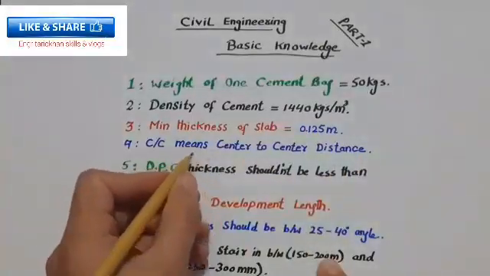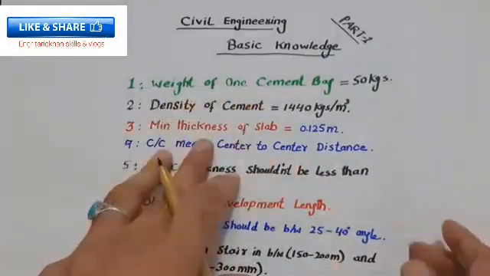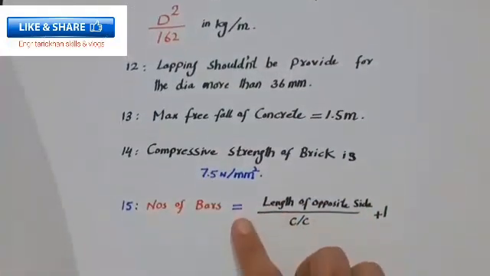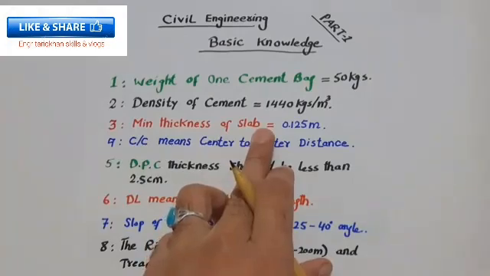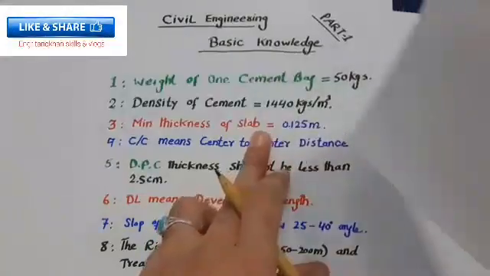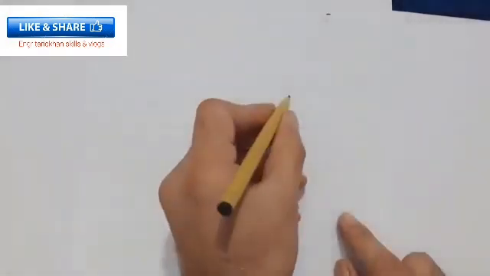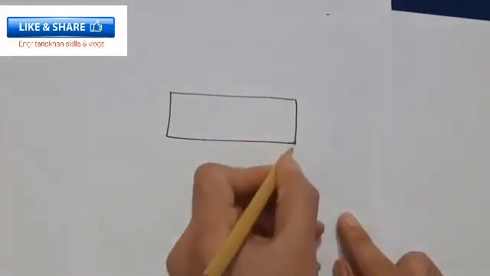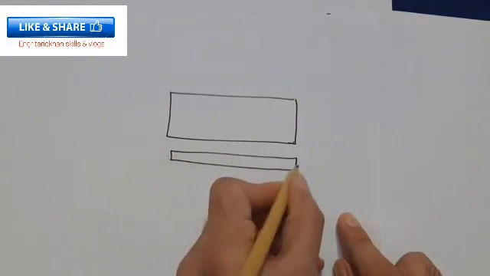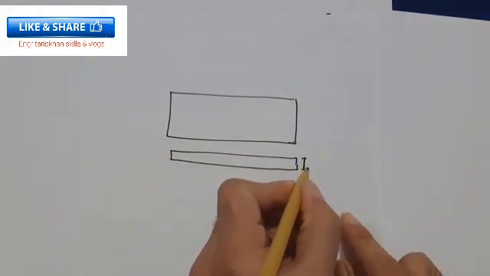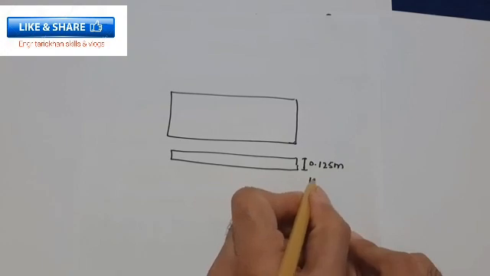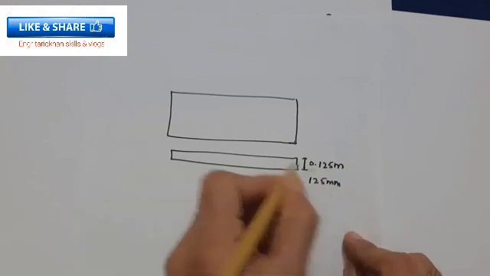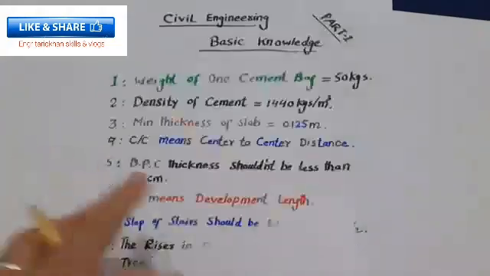Okay, the third one is, guys, minimum thickness of slab. Guys, we have about 15 points, as you can see, till 15 we have. The third one is minimum thickness of the slab. Guys, you can see here, this is the top slab, and this is the cross section. So the thickness of the slab should be minimum 0.125 meter or 125 millimeters.